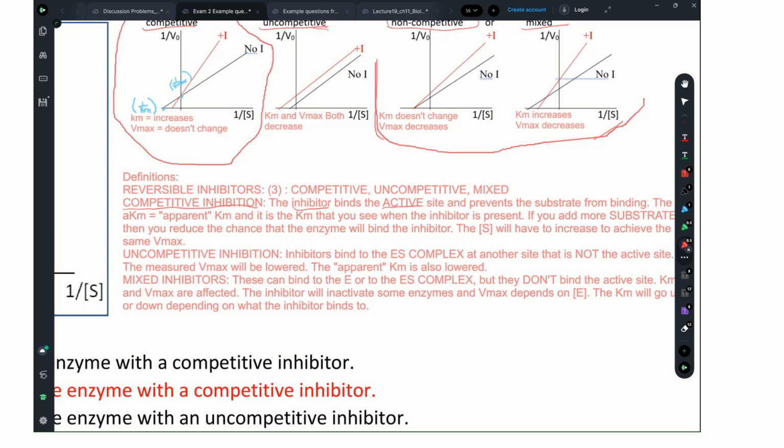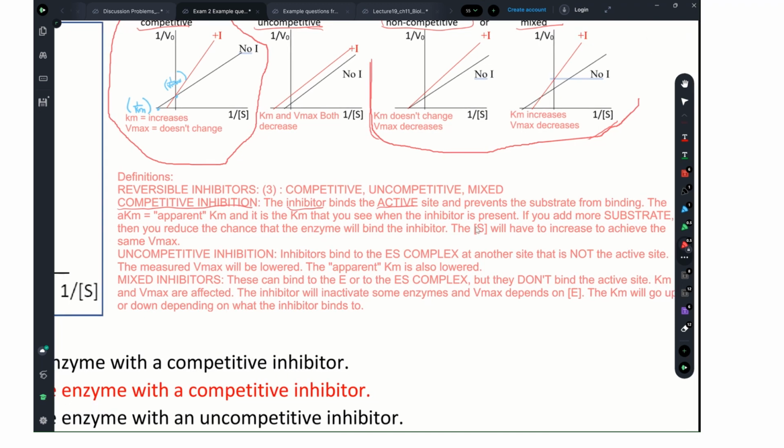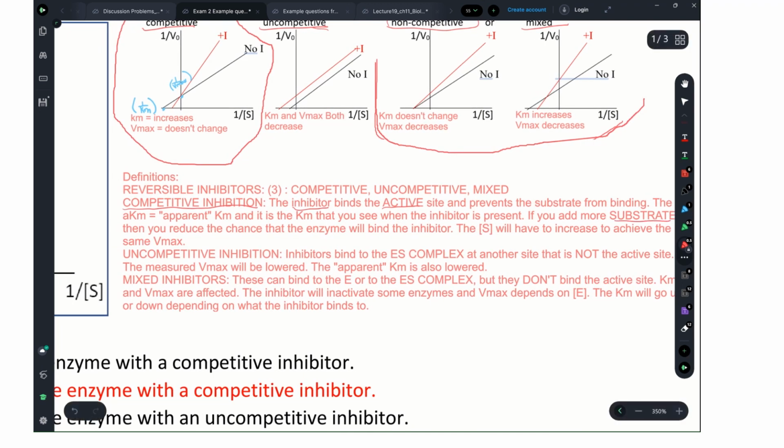The apparent Km is the Km that you see when the inhibitor is present. If you add more substrate, then you reduce the chance that the enzyme will bind to the inhibitor. The substrate concentration will have to increase to achieve the same Vmax.